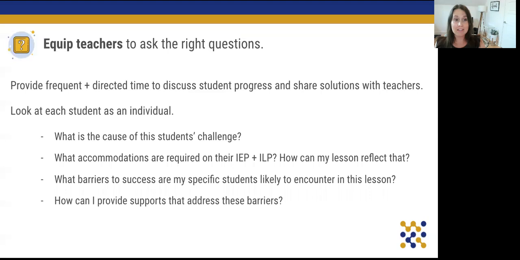Some of the questions we might ask are, what are the causes of this student's challenge? What accommodations are required for this student? And how can my lesson reflect those accommodations? What are some barriers to success that specific students are likely to encounter in this lesson? And how can I provide support to address these barriers?